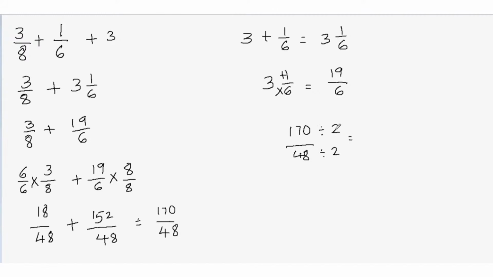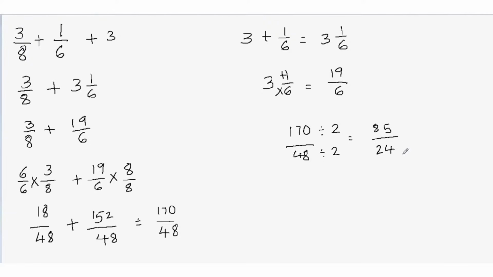Now let's do that. 170 divided by 2: 2 times 8 is 16, and then 2 times 5 is 10. So I got 85. When you divide 170 by 2, you will get 85. You can do that on a separate piece of paper. 48 divided by 2 is going to be 24. So 85 over 24, and I think that we cannot reduce it anymore because 85 and 24 are not divisible by the same number. So this is going to be your final answer. If you need to write your answer as a fraction, then 85 over 24 will be your final answer.